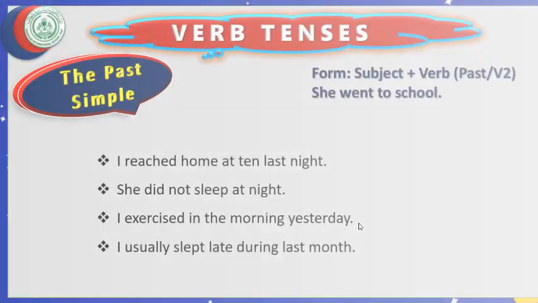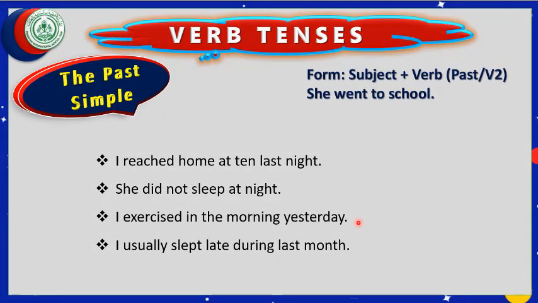Dear students, we learned the form of the past simple tense. In case of past simple tense, there will be subject, and after the subject there will be verb in past form. Past form means there will be second form of the verb. Just like this sentence, she went to school. These are some of the sentences given in the past simple tense.